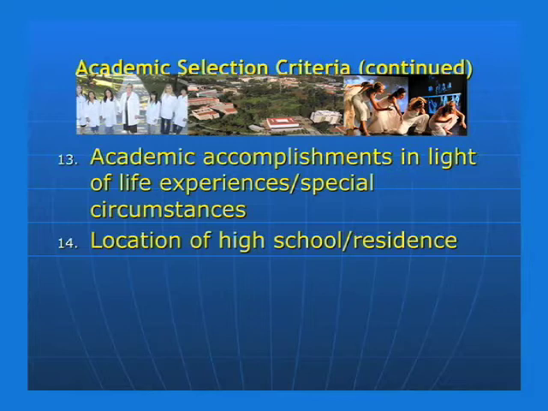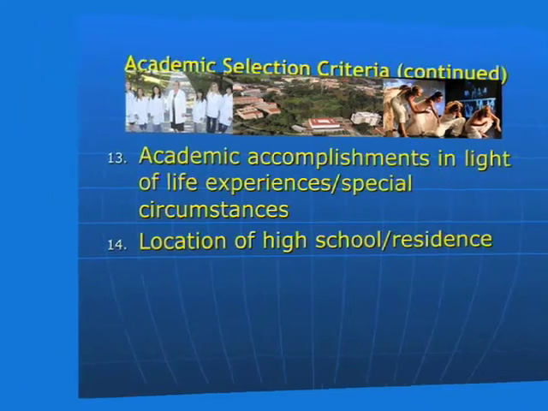And here it'll be important to take into consideration if a student attends a low-performing school, is low income, or is the first person in their family to attend college, or what we call a first-generation college student. 14. Location of the high school or residence. Again, taking into consideration the context of where the student comes from, and this will also give you some information about what type of opportunities may or may not have been available to that student.